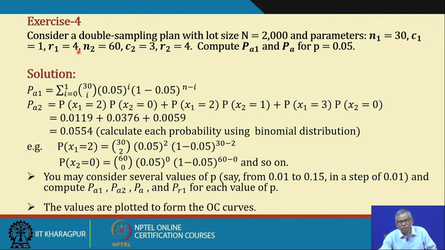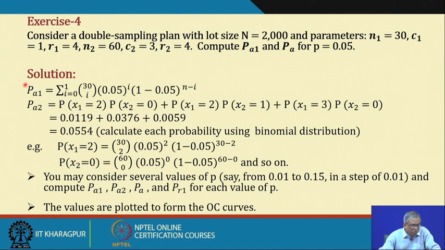You already know how a double sampling plan works; we have already explained it. The second sample size is 60, that is n2 equals 60. The acceptance number of the combined sample is 3, and the rejection number for the combined sample is 4. Compute PA1, that is, the probability of acceptance based on the first sample, and PA, the total probability of acceptance, for a given incoming lot quality p equals 0.05.